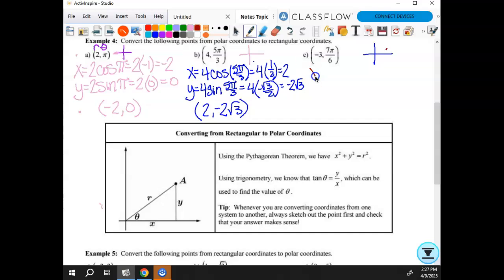All righty, so I'm going to get x equals -3 times the cosine of 7 pi 6. Now here's the important thing to remember. Yes, I just put a point in the 1st quadrant, but this is still a 3rd quadrant angle. And in the 3rd quadrant, cosine is what? Negative. And then the cosine of 7 pi 6 is negative what? Square root of 3 over 2. Very good. So then that's going to give me a +3 square root of 3 over 2, because negative times negative is positive.